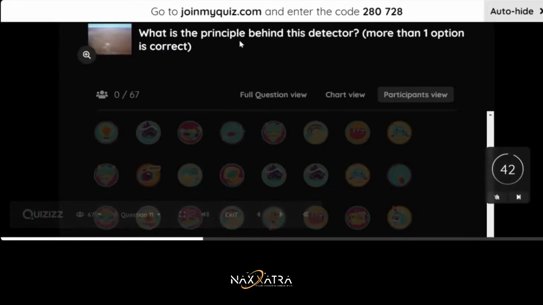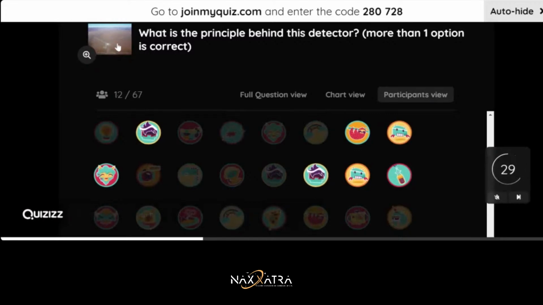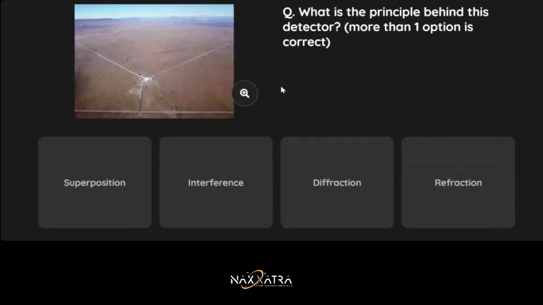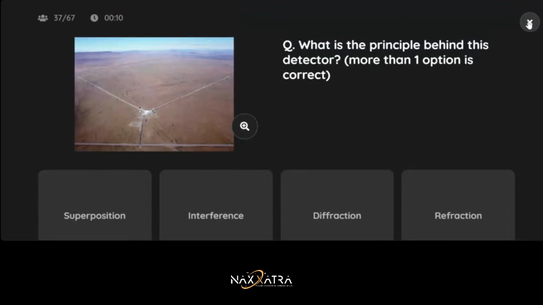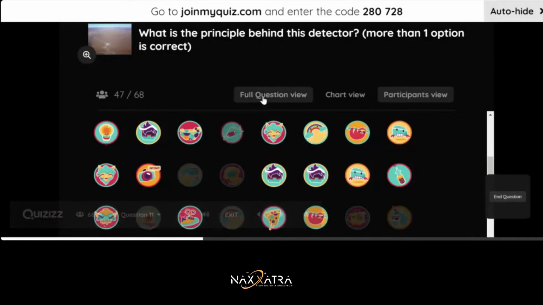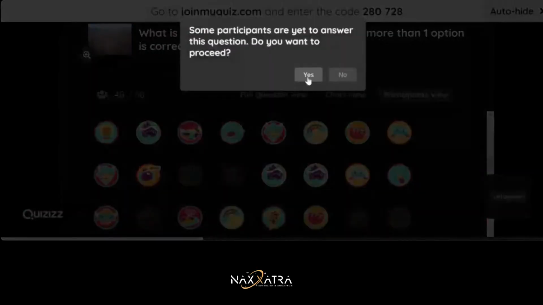So what is the principle behind this detector? You can see the detector is actually very small, but one thing you can note is the shape of the detector. So what is the detector? And what is the principle behind the detector? Is it superposition, interference, diffraction, refraction? And note, it is a multiple choice question and more than one option is correct. We have 5 seconds remaining. Fast. I'm ending it.